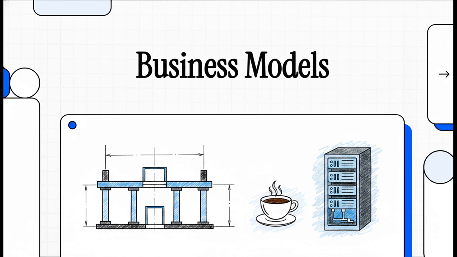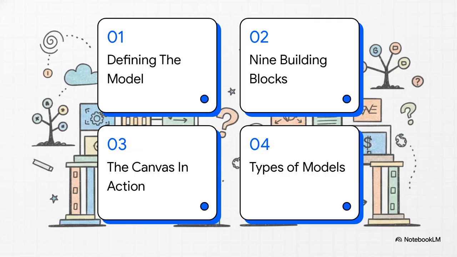So let's decode it. Okay, here is our roadmap for today. We're going to start by defining the business model. Then we'll break down the 9 building blocks, see the canvas in action, and finally look at the macro types of business models. Let's jump right in.